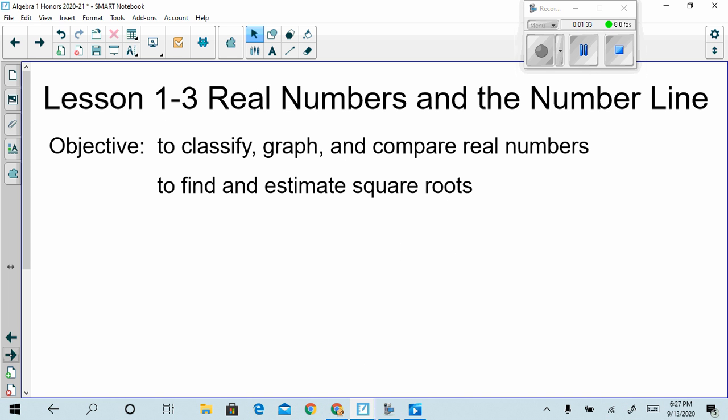So our third section, which is lesson 1-3, real numbers and the number line, is going to give us the foundation of what types of numbers we're looking at. We're going to be able to classify them, graph them, compare them, and then we're also going to be finding and estimating square roots, both perfect square roots and some that are not.